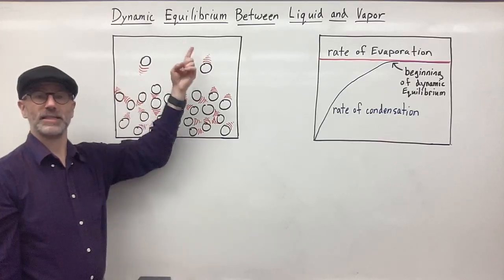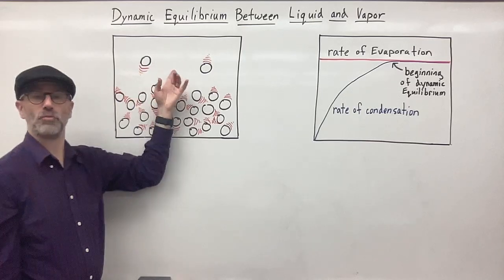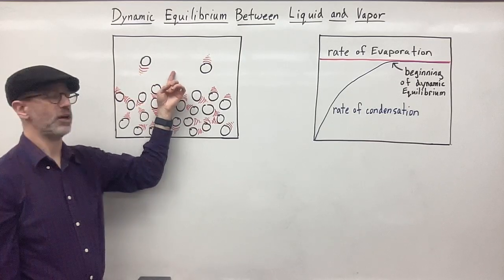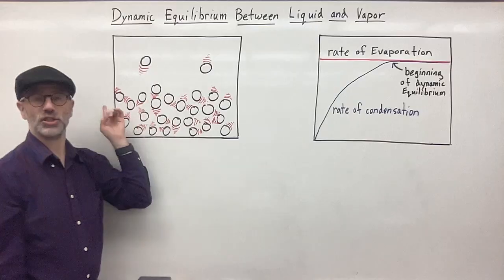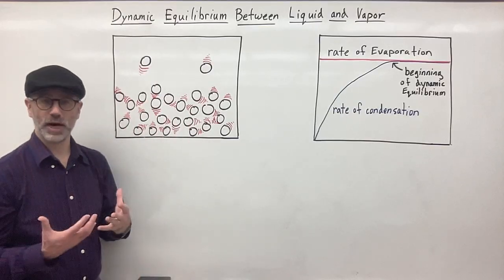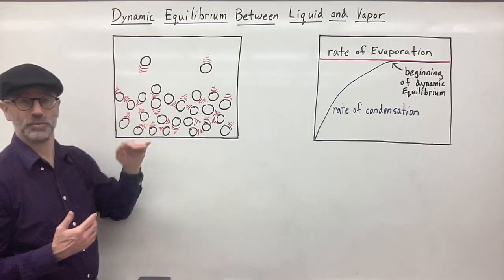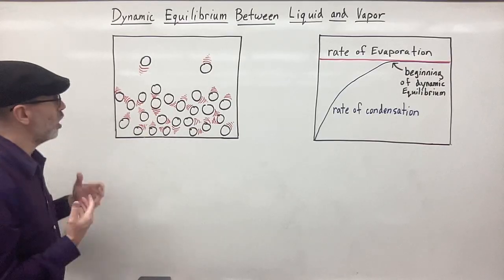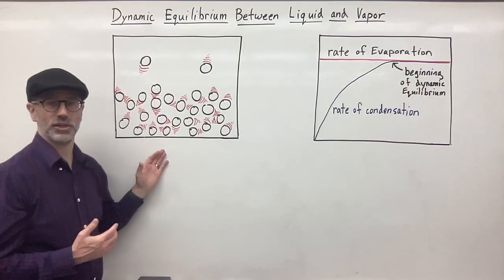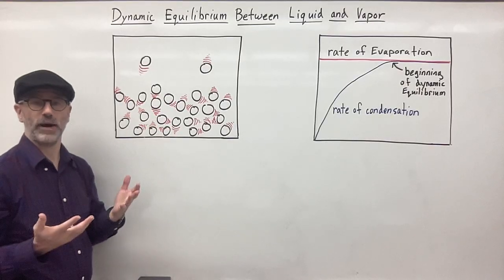So as the particles grow, as more and more particles join the vapor phase, you're going to get more collisions with the surface, and then you're going to get more condensation. So the rate of condensation is going to go up during that time. Now, what about the rate of evaporation? The rate of evaporation is not going to change at all.